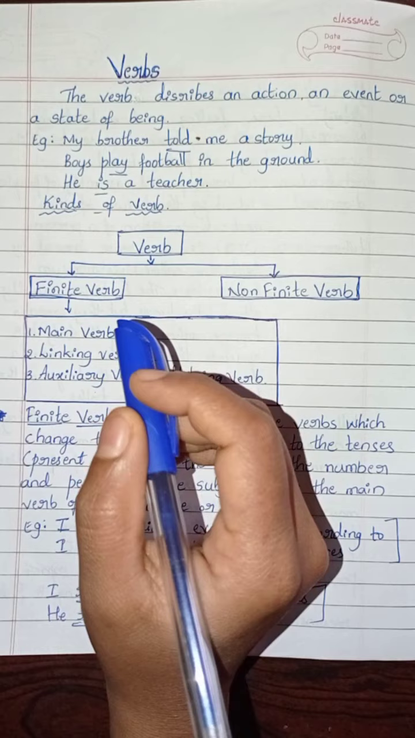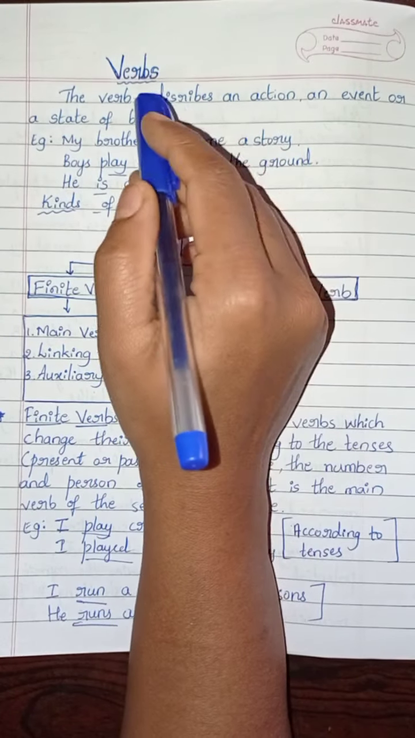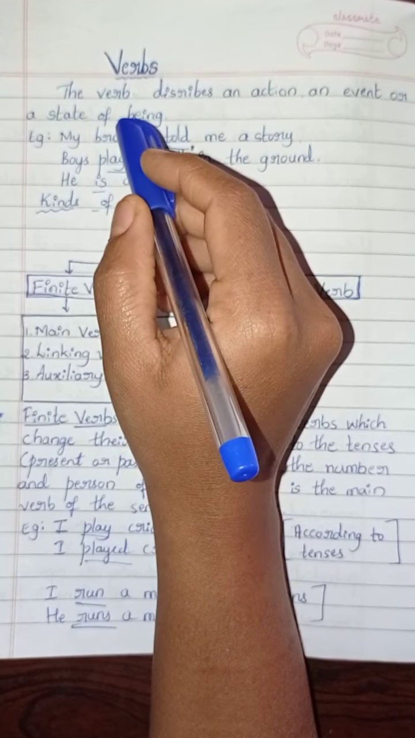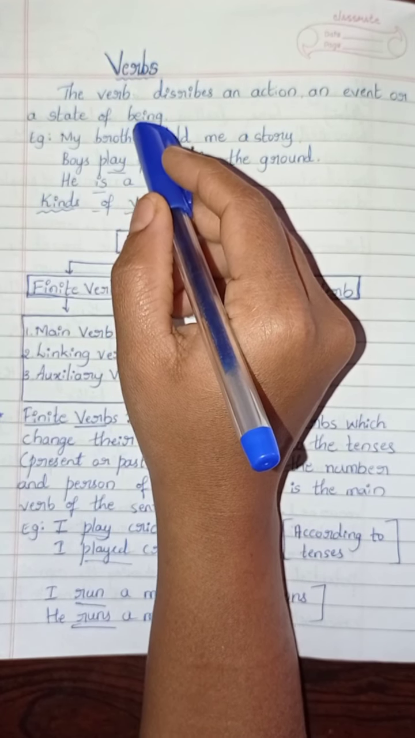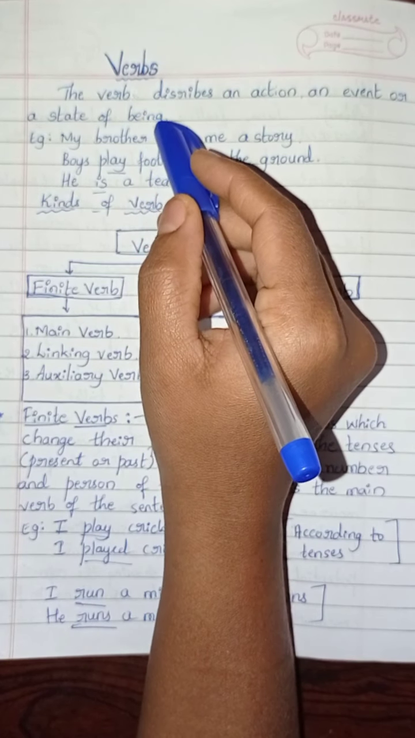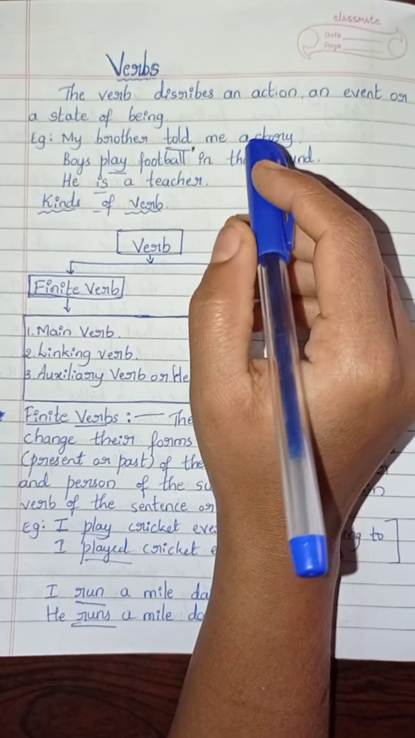In today's class, we are going to learn about a very important chapter in English grammar, that is verbs. To make a perfect, meaningful sentence, verbs are very important for us. So, what is a verb, what are the kinds of verb, and how to use a verb in a sentence? These are all things we will learn in today's class.